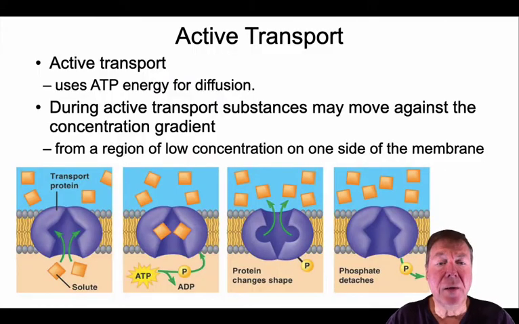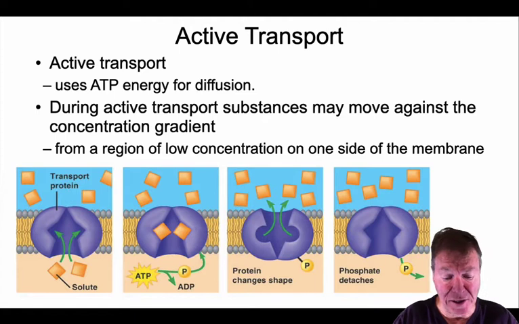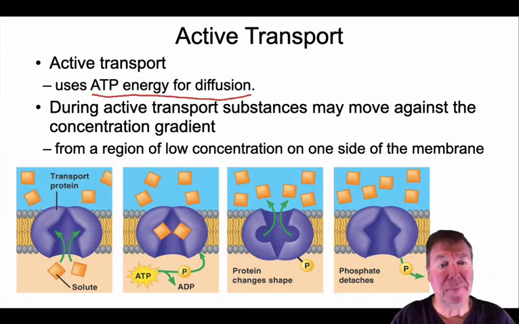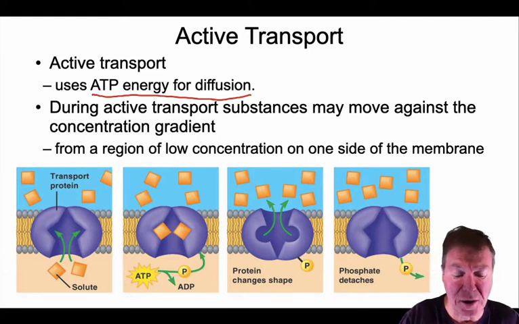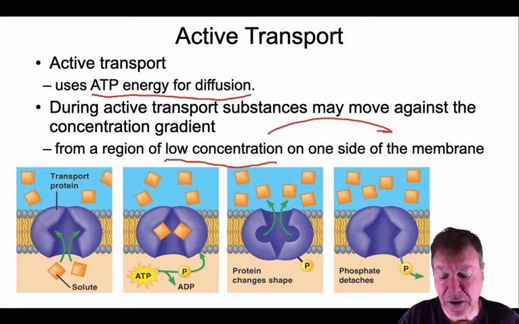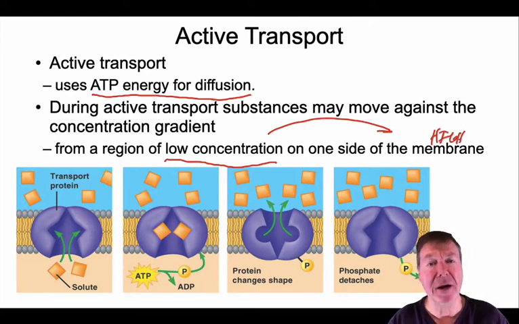Second way of doing this is active transport. The word active should imply there's a use of energy, and that's exactly what it is. We're talking about using ATP for energy, for diffusion. And usually we're going to go from a low concentration on one side of the membrane over to a high concentration. All right? We're going against the concentration gradient.